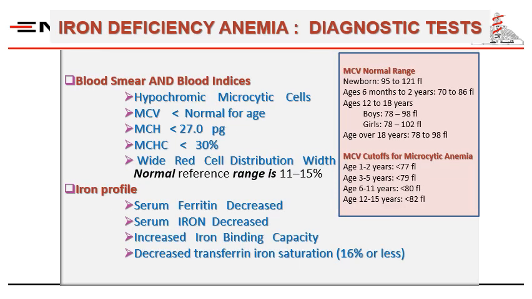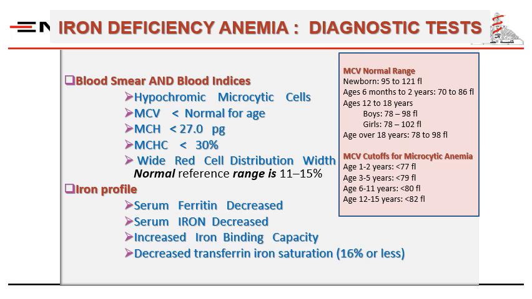So what are the laboratory tests we are going to request? We are going to request a blood smear, and we are going to look at blood indices. We expect to find what we call hypochromic microcytic anemia. Hypochromia results from a decreased hemoglobin in the red cells, so the mean corpuscular hemoglobin is expected to be less than 27 picograms, and the mean corpuscular hemoglobin concentration less than 30%. Microcytosis means that the mean corpuscular volume will be less than the normal for the age of the child.